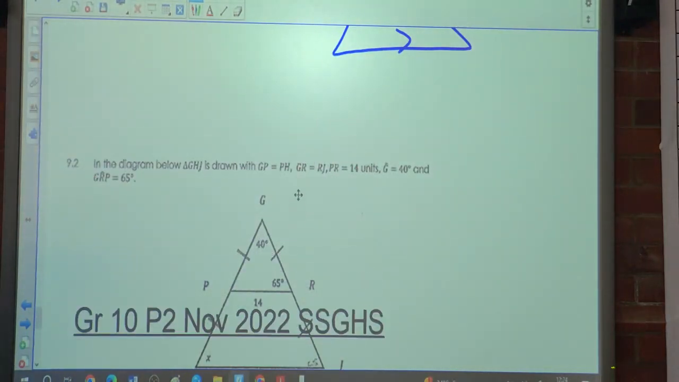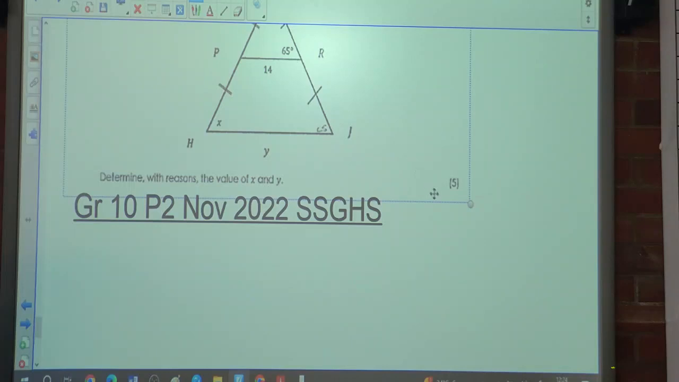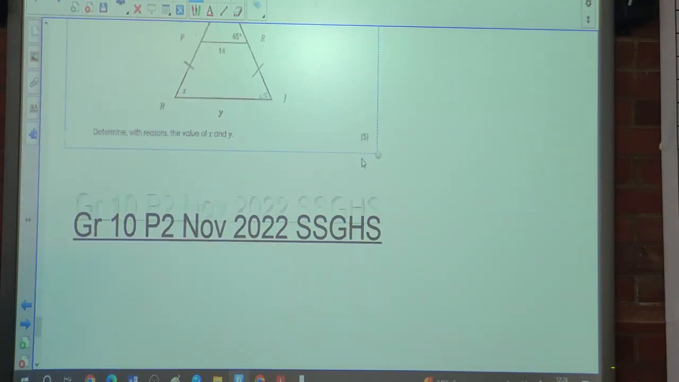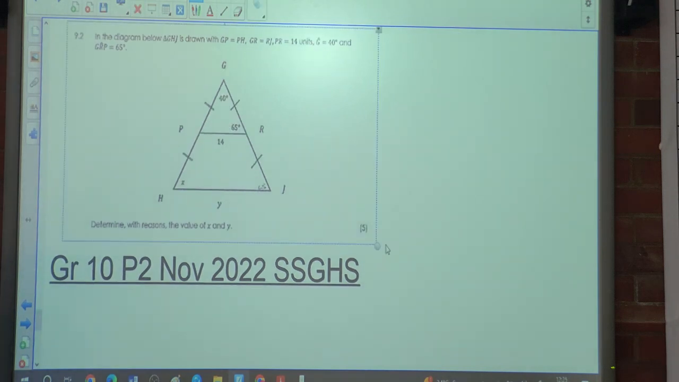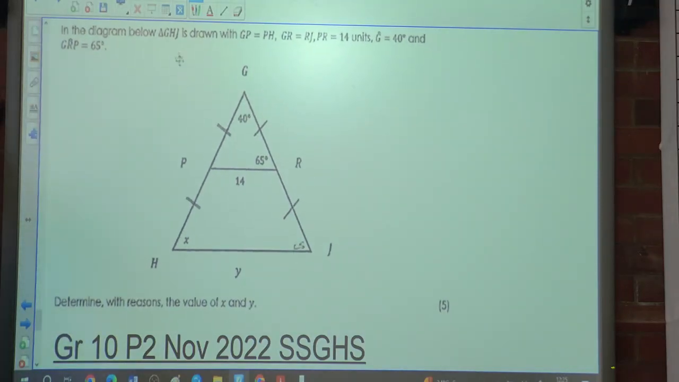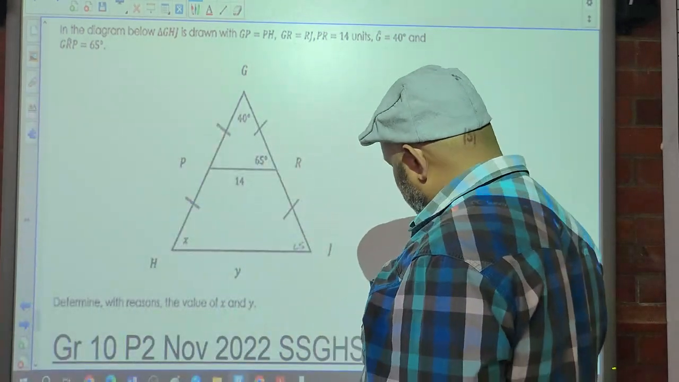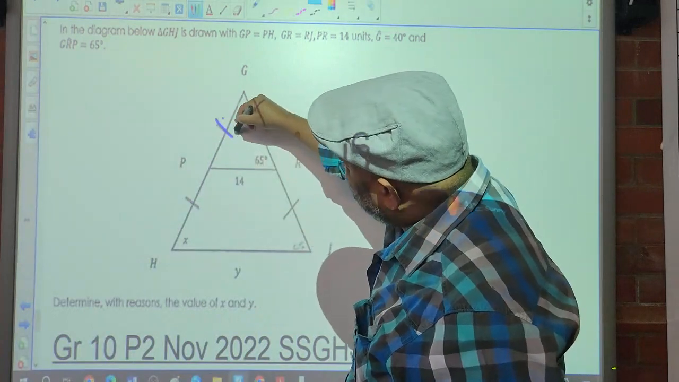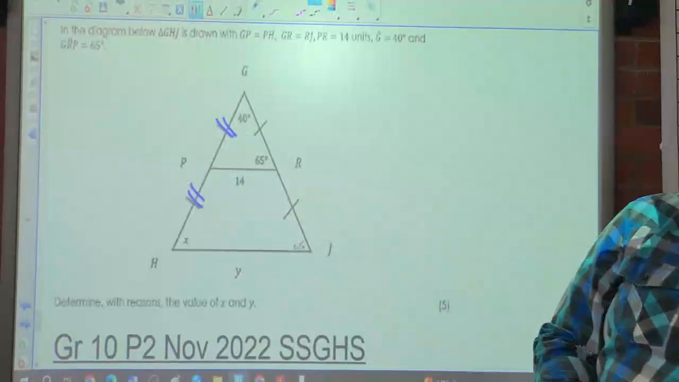Right, with that in mind, of course the midpoint theorem is going to come into play here. So here we are told that in the diagram below, a triangle JHG is drawn with GP equal to PH and GR equal to RJ. People, what should have happened here was this is two strokes, and that is two strokes. One stroke and one stroke. It's not all one stroke.